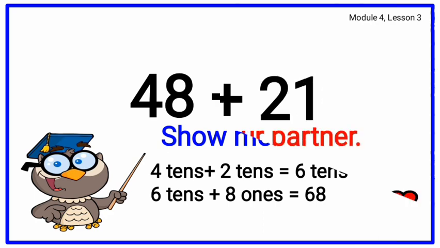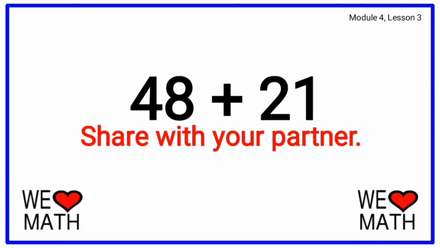Okay, show me. 48 plus 21. Alright, remember, add up the tens, and both sides have ones, so bring in the ones by adding the ones together. Have you done that? Share with your partner quickly. Look at your partners, look at yours. Are there any errors? Alright, now this is what it should look like.